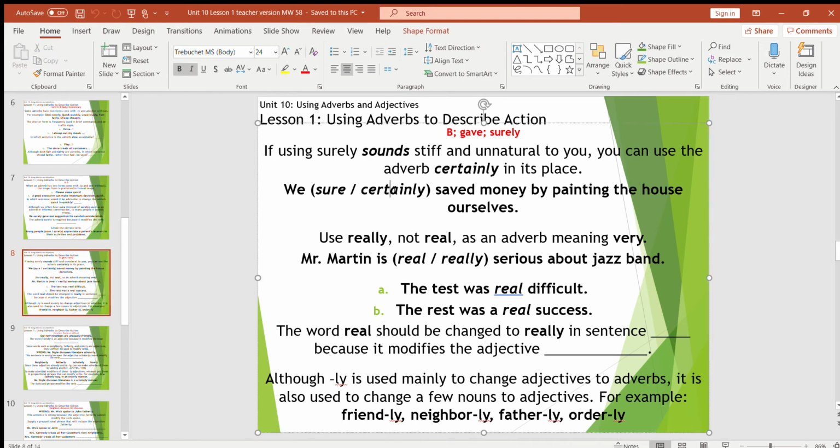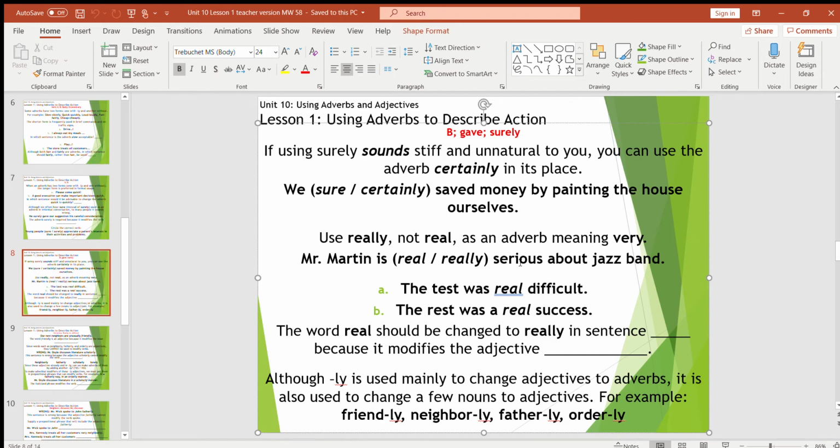And then, circles to highlight. Use really, not real, as an adverb meaning very. Mr. Martin is real or really serious about jazz band. Which one should you go with? Really, because really is describing the adjective serious. You can't have real, an adjective, describing another adjective. Adjectives don't describe adjectives. Only adverbs do.